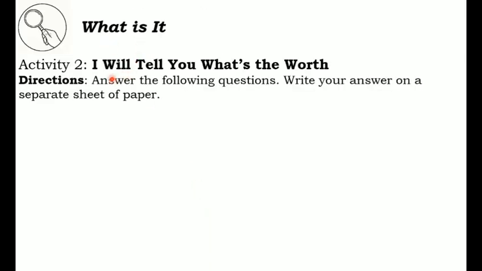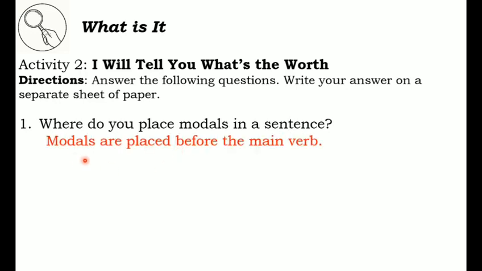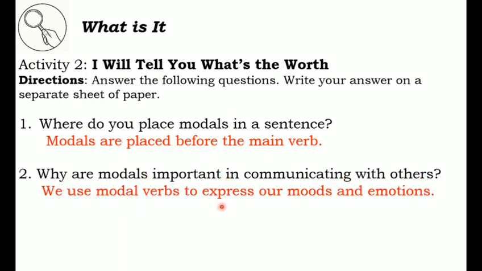Alright. Now, what is it? Activity number 2, I will tell you what's the worth. Directions: Answer the following questions. Write your answer on a separate sheet of paper. Number 1, where do you place modals in a sentence? Answer: Modals are placed before the main verb. Number 2, why are modals important in communicating with others? Answer: We use modal verbs to express our moods and emotions.